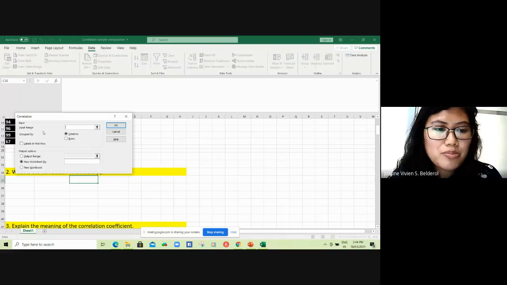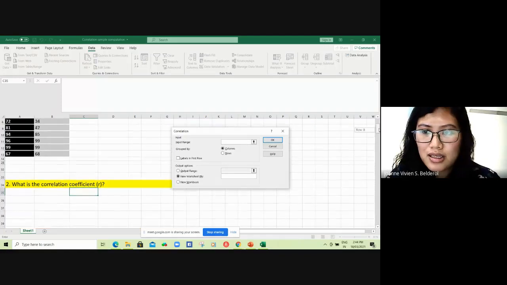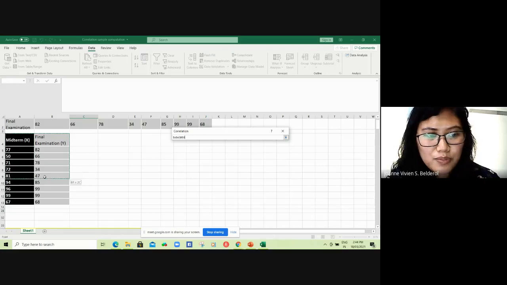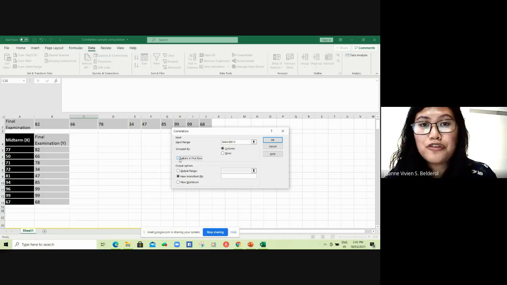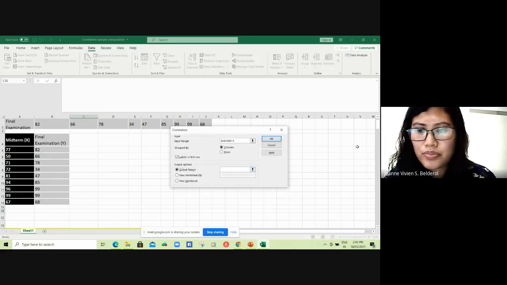And then for input range, you click this part and then highlight or select your data. Please include the rows on top, the labels. Then, once you're done, you check this box, labels in first row. Then for output range, you click the first option, then click this spot here.